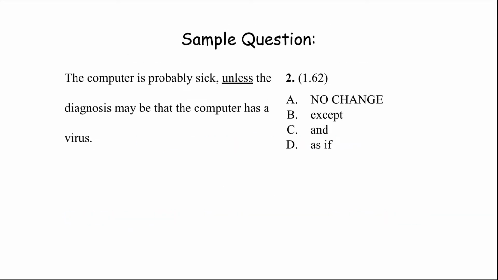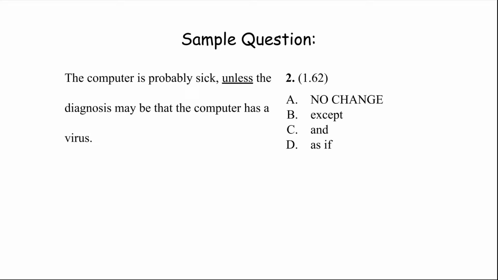Okay, we're going to run through one more sample question together. This one reads, "The computer is probably sick unless the diagnosis may be that the computer has a virus." So we talked about this a little bit earlier. This is a good example and it comes up a lot on the test, is when they try to throw in a word that's not a fanboy to join two independent clauses. So at the beginning of our sentence we have "the computer is probably sick," that's an independent clause that can stand alone. And then at the end we have "the diagnosis may be that the computer has a virus," also an independent clause, can stand alone.